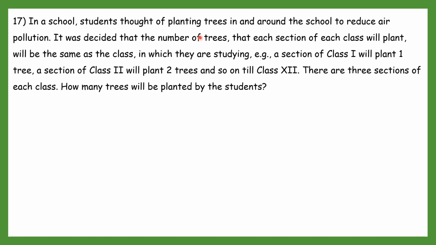In a school, students thought of planting trees in and around the school to reduce air pollution. It was decided that the number of trees that each section of a class will plant will be the same as the class in which they are studying. For example, a section of class 1 will plant 1 tree, a section of class 2 will plant 2 trees. So if the class is 12, each section will plant 12 trees. If the class is 11, each section of class 11 will plant 11 trees.